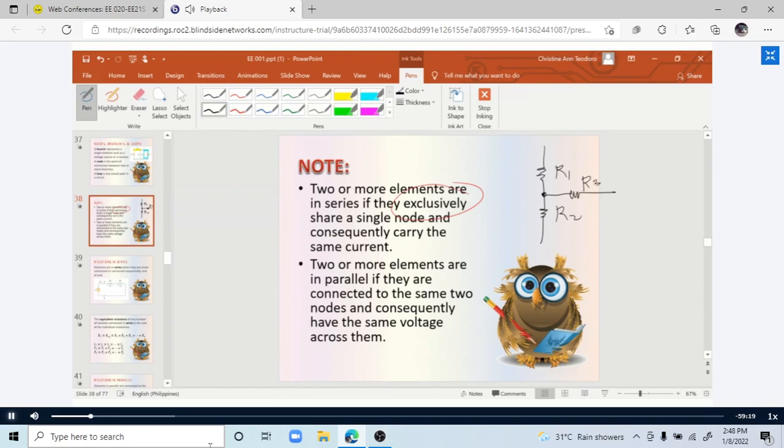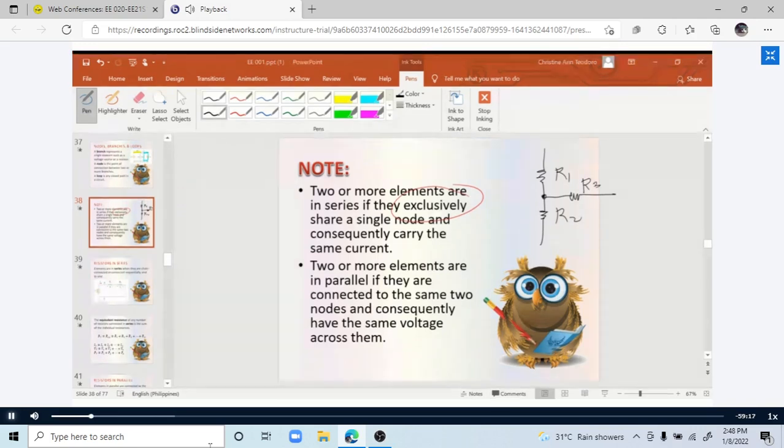Is R1 and R2 still in series? No. Very good. They are not, because they are not in the situation that they just exclusively share that single node. There is now a third party. There is now another one which is sharing the same node. Therefore R1 and R2 are no longer in series.